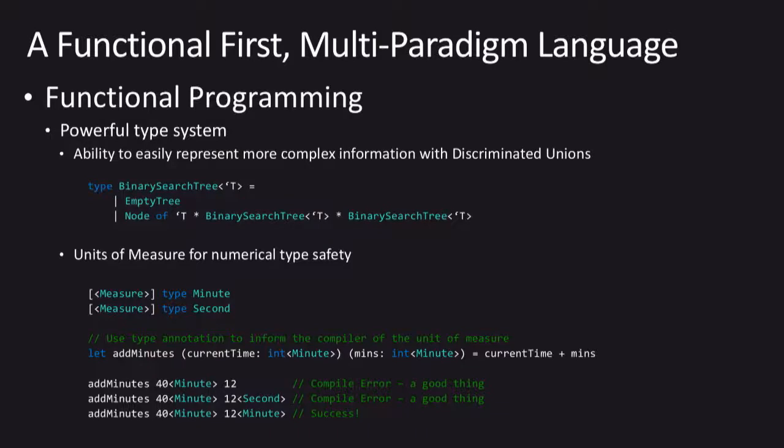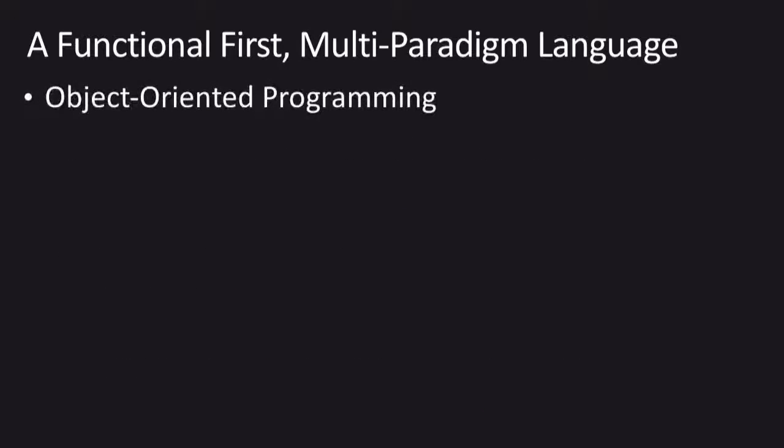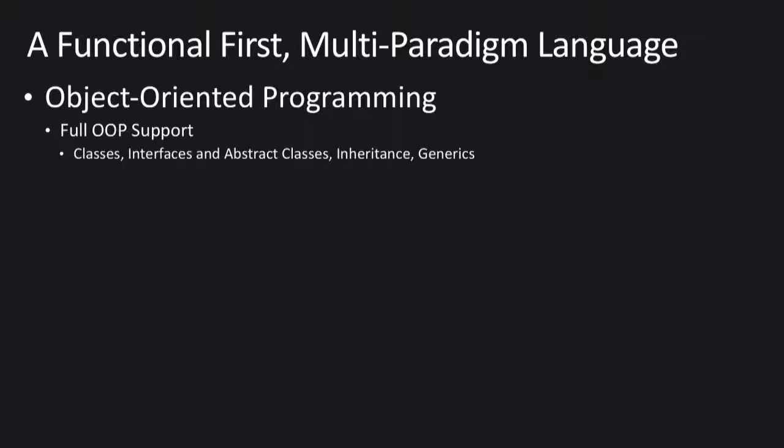Absolutely. So then that's kind of the functional side. But then what about the multi-paradigm side? Sure. So F# is fully object-oriented. It's got full OOP support. You can do classes, interfaces, and abstract classes, inheritance. It's got generics. I don't think that's technically OOP, but like, you know, it's got all that great stuff. In fact, it uses the same generics at the runtime as C# and VB.